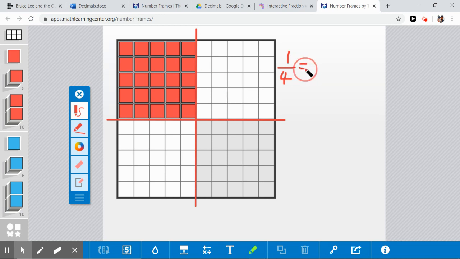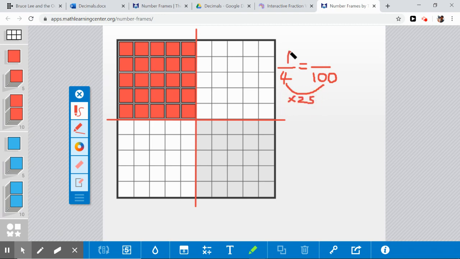But you'll also notice that when I was counting, I counted up in 5s. And I counted 25. But why did I fill in 25? Well, let's have a look. My square is out of 100. Now, how did I get from 4 to 100? I multiplied it by 25, because 25 times 4 is 100.